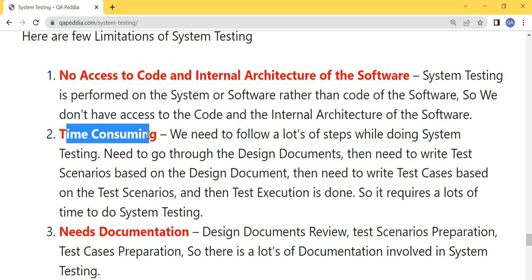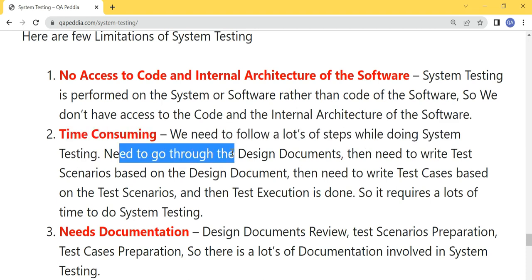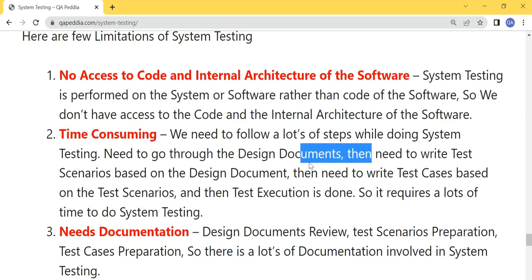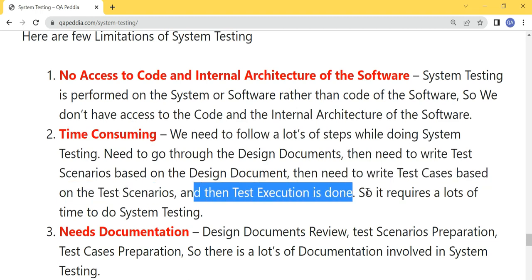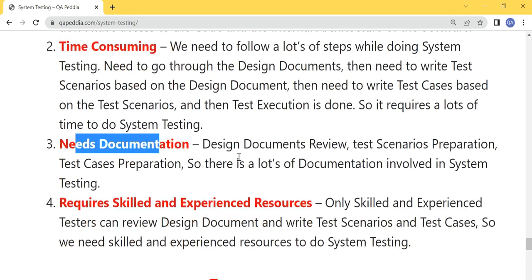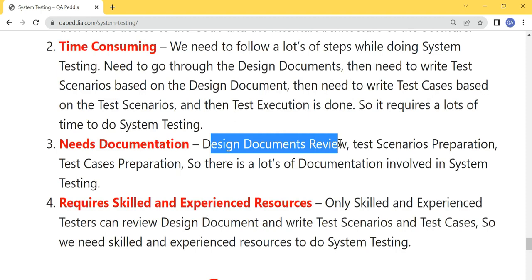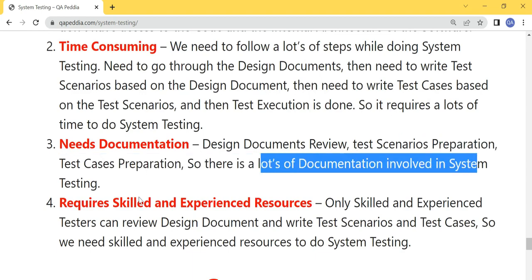Then time consuming. You need to follow lots of steps while doing system testing. We need to go through the design document, then write test scenarios based on the design document, then write test cases based on the test scenarios, and then test execution can be done. So it requires a lot of time to do system testing. Then needs documentation: design document review, test scenario preparation, test case preparation. There is a lot of documentation involved when we do system testing.